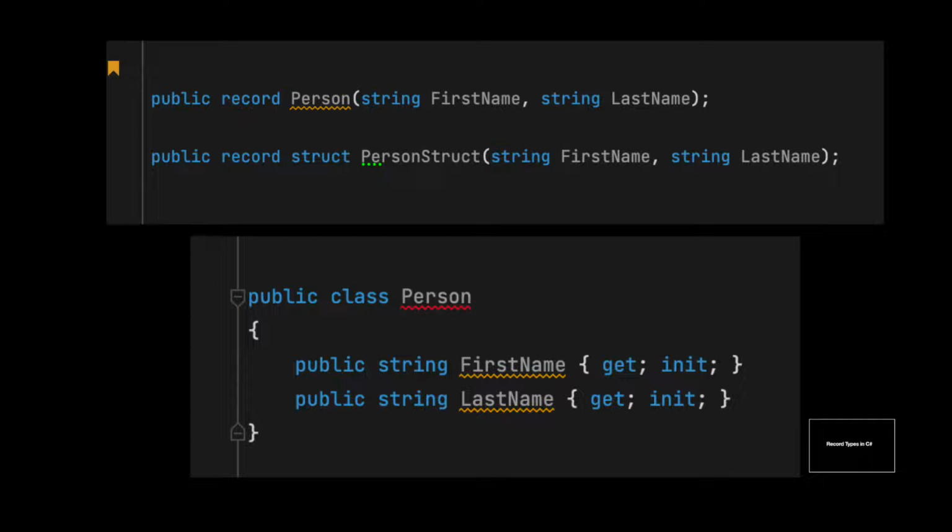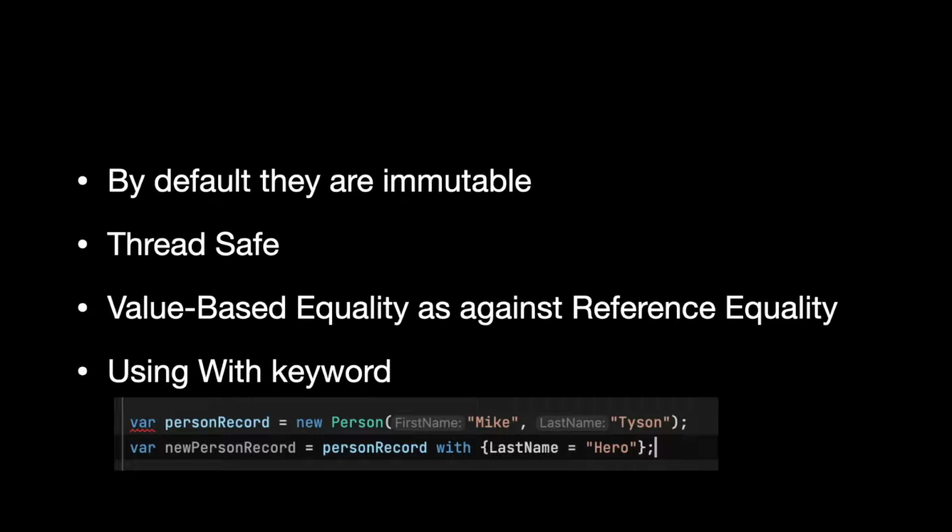So let's look at the features available by default for a record type in C Sharp. By default, as I mentioned, they are immutable, which means the value of that object cannot be changed once it has been initialized. And since it's immutable, it is also thread safe by default. Another great feature of record types is that they give us value-based equality as against reference-based equality. So what is value-based equality?